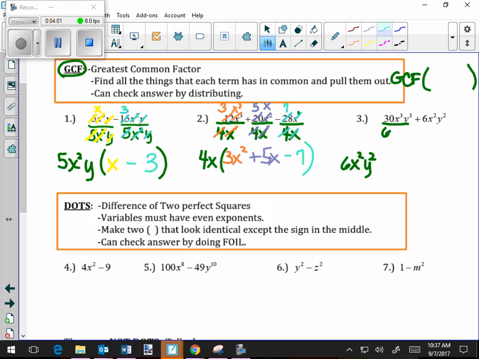I go back, write this down. I'm dividing both of those terms. So when I do this, I say 30 is divisible by 6 5 times. I have an x to the third and an x squared. It cancels and leaves me an extra x on top. Y to the third and y squared leaves me an extra y on top.